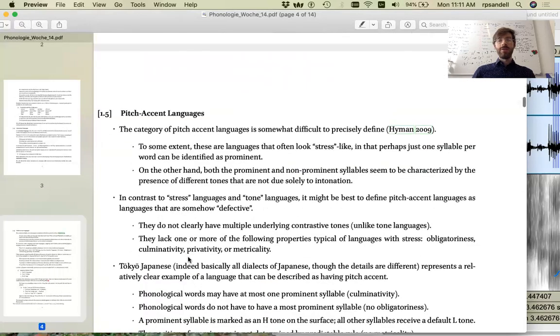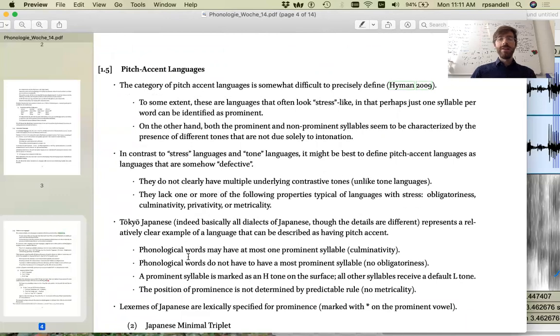Our third category, the category of pitch accent languages, is rather difficult to precisely define because to some extent, these languages often look rather stress-like in the sense that maybe just one syllable per word can be identified as prominent. So there's just one syllable per word, which is allowed to or must have some type of tone. And on the other hand, both prominent and non-prominent syllables in such languages seem to be characterized by the presence of different tones that are not solely due to intonation.